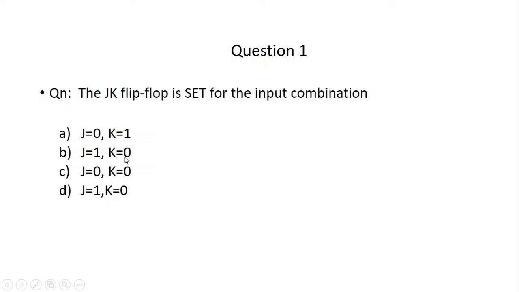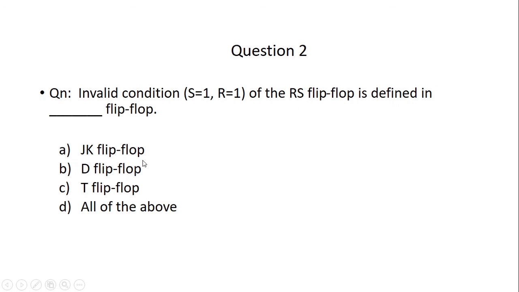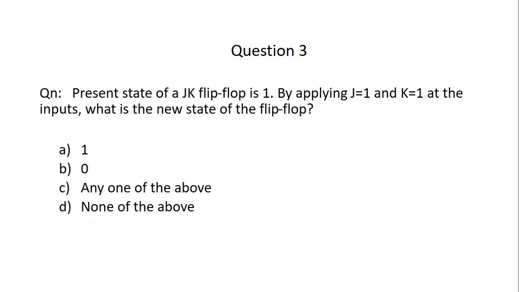The JK flip-flop is set for the input combination J is equal to 1 and K is equal to 0. Next, invalid condition S is 1, R is 1 of the RS flip-flop is defined in dash flip-flop, defined in JK flip-flop. Next, present state of JK flip-flop is 1. By applying J is 1 and K is 1 at the inputs, what is the new state of the flip-flop? If both the inputs are 1s, the new state of the flip-flop is the complement of the existing state. That means complement of 1 is 0.